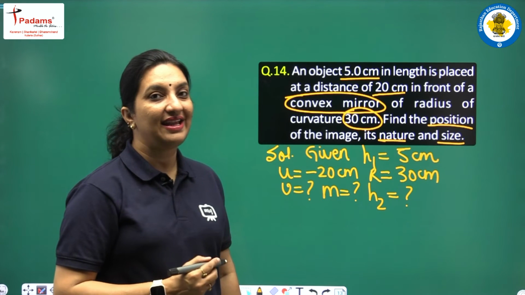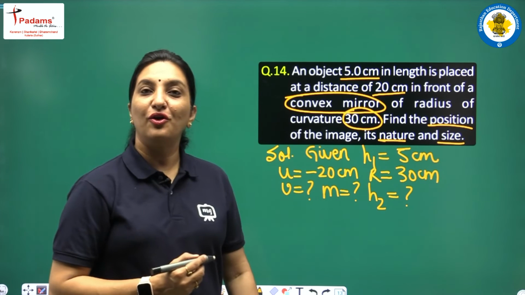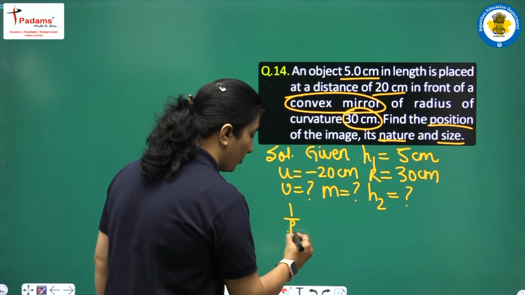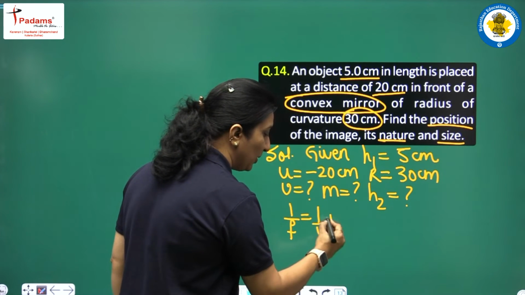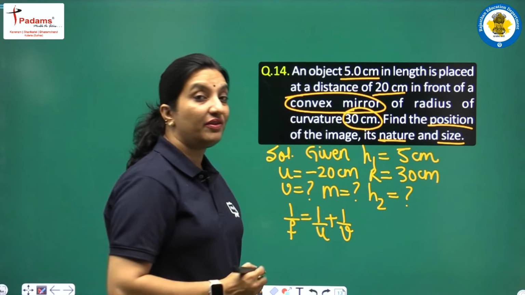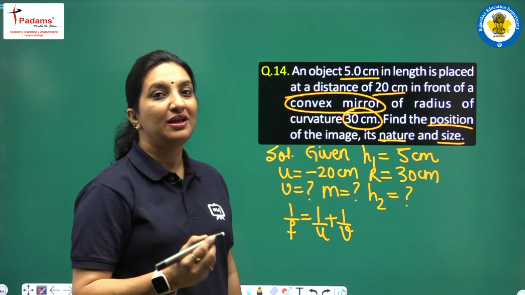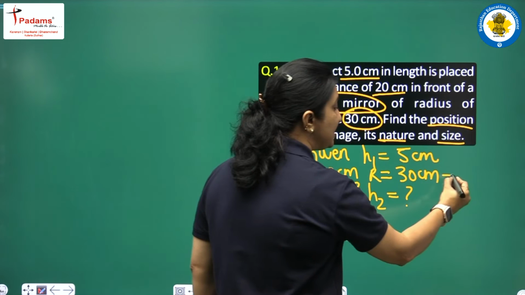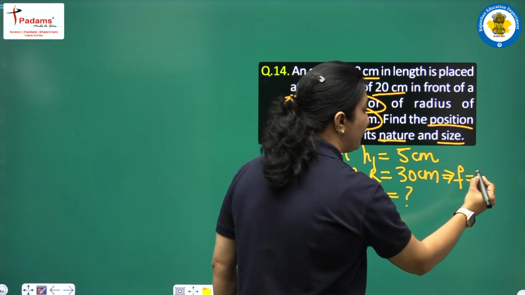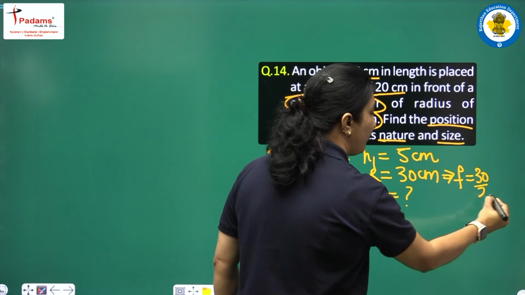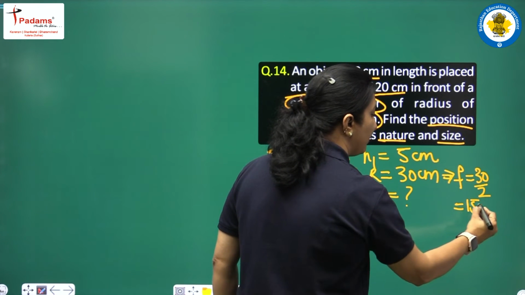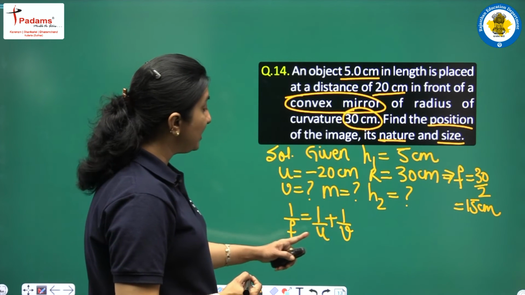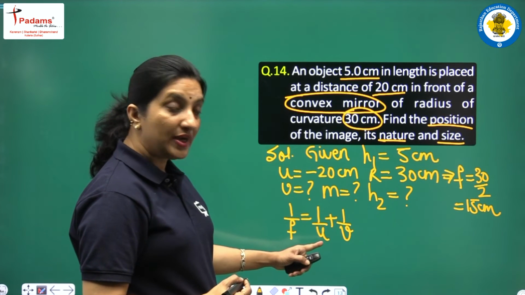So now students, here again we first have to find out V, and in order to calculate V we will use the mirror formula. So the mirror formula is 1 upon F is equal to 1 upon U plus 1 upon V. Here we will substitute the values given by using sign convention, that is using proper sign. So here R is given, so this indicates that the value of F, which is equal to half of the value of focal length, will become 15 centimeters. So now here F is positive 15 centimeters and U is negative of 20 centimeters.